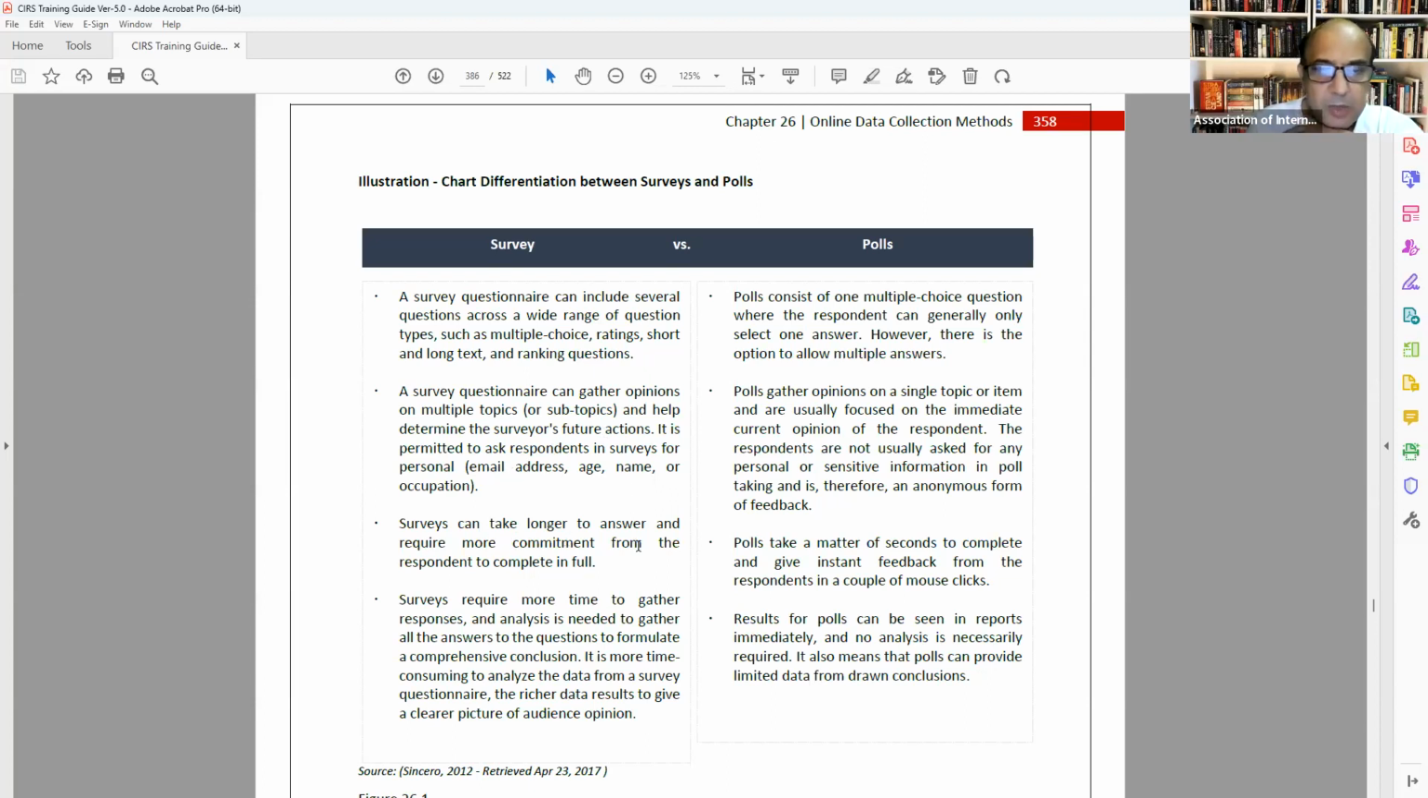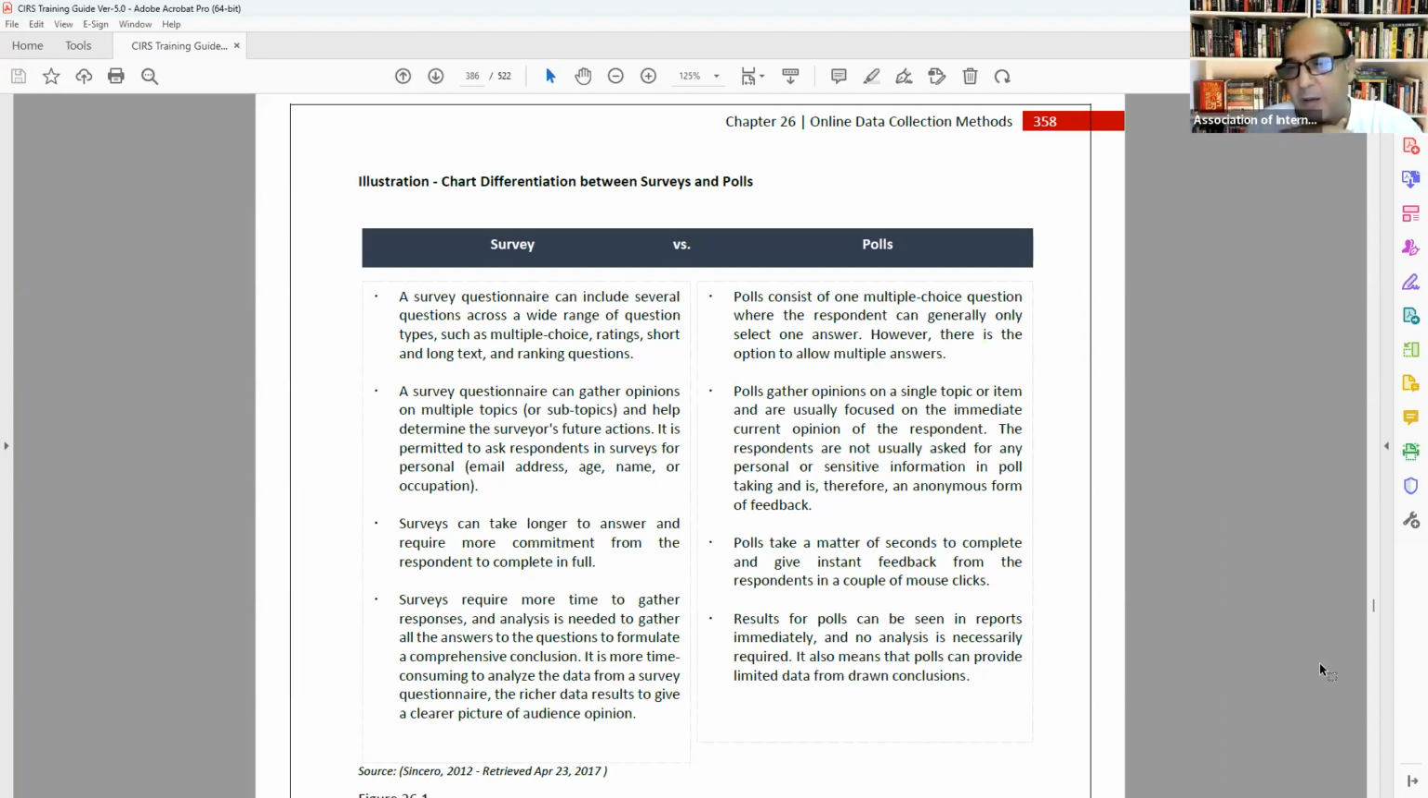Surveys can take longer to answer. Of course, polls is a matter of seconds. Surveys require more time to gather responses, and analysis is needed. Like in surveys, you can also create multi-stage surveys where one stage is completed, and if the score is certain numbers, or you are of the opinion that it can be taken to the next level, you would do that, and so on and so forth. So it could be not at the same time, but it could evolve also.